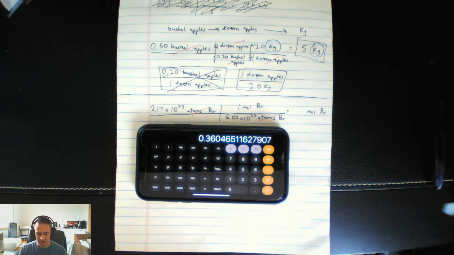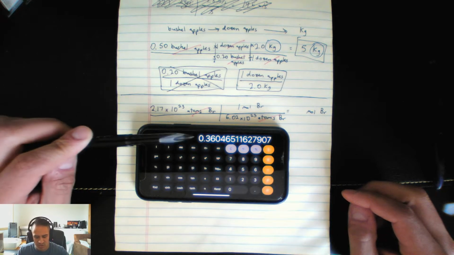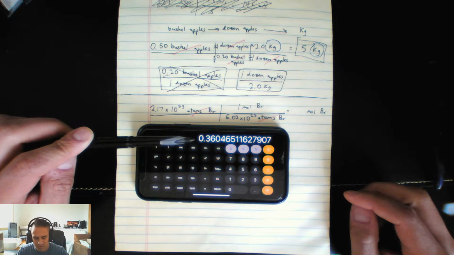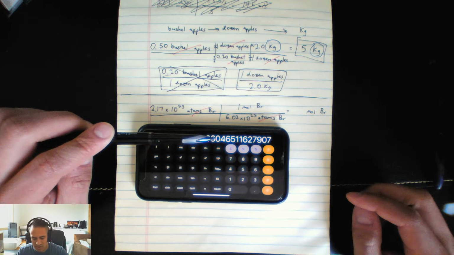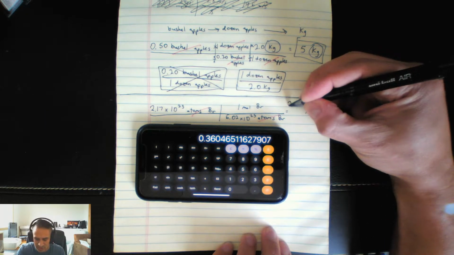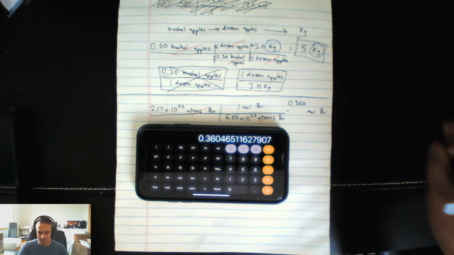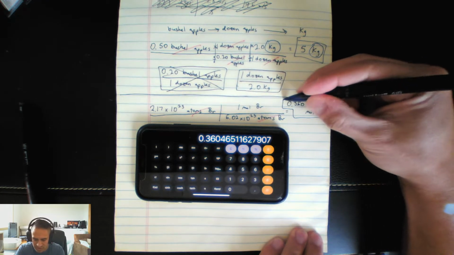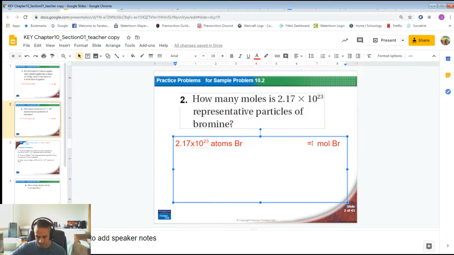Now we are going to keep track of significant figures. So our starting number was 2.17. That has 3 significant figures, which means we need to round this to 3 significant figures. So we're going to round this to 0.360. Okay, the 0 is our third sig fig, and that 4 is going to keep that 0 a 0. So our final answer here is 0.360 moles of bromine. Okay, that is what we are looking for. So let's box that in. We'll go and type that in on our notes here. Okay, so equals. This was 0.360 moles of bromine is our answer.